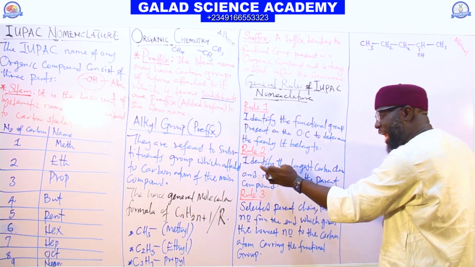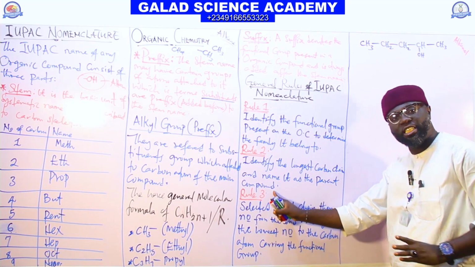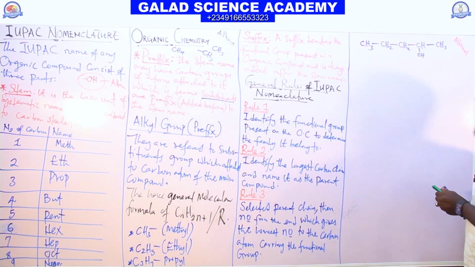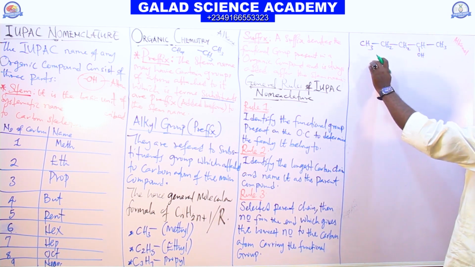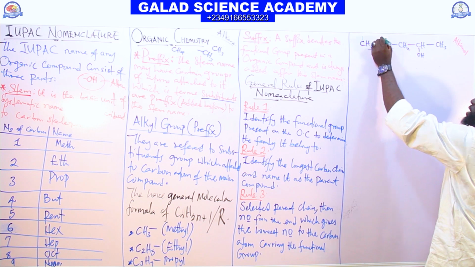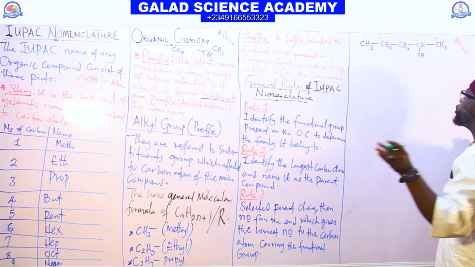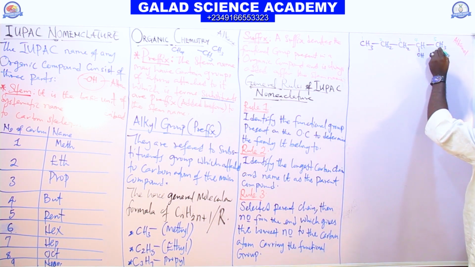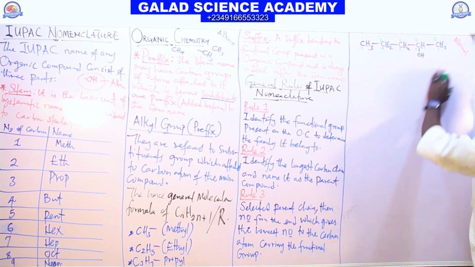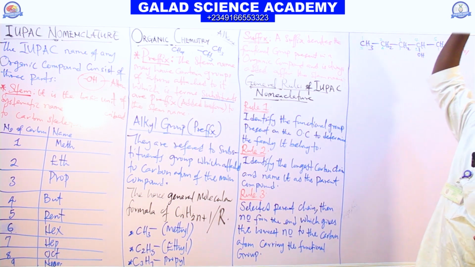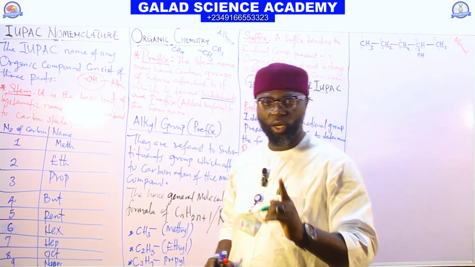The second rule says, identify the longest chain of the carbon atoms and name it as the parent compound. Okay, let us identify the longest chain. If I start from here, 1, 2, 3, 4, 5. Good. Or I can start from here, 1, 2, 3, 4, 5. So our parent chain is 5, whether we start from the left or from the right.